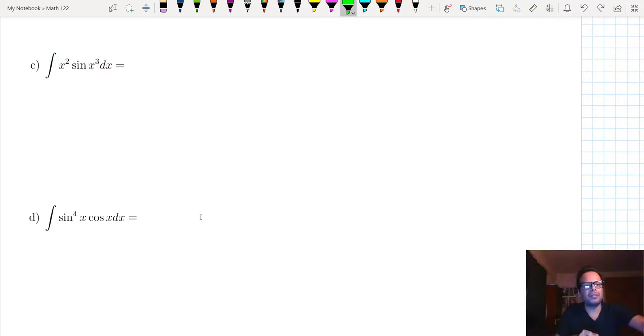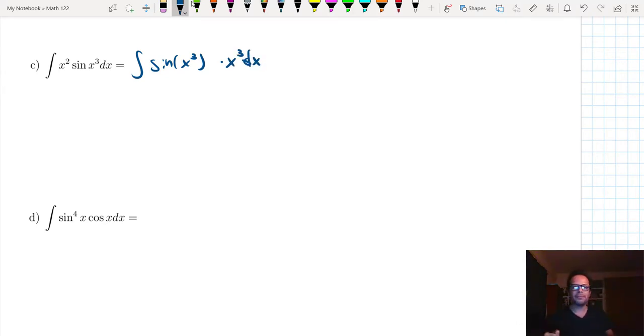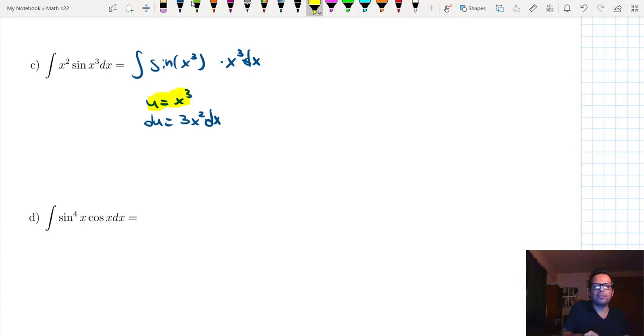However, let me rewrite this in a different way. I'm going to rewrite sine of x cubed times, I'm going to leave some space for that missing factor that we usually use, right? And x cubed dx, okay? All right, so what is going to be our u? Our u will be x cubed, and the du will be 3x squared dx, okay? Now, we need to add that constant in order to compensate, right?